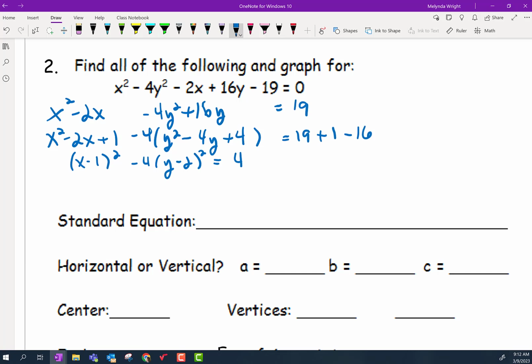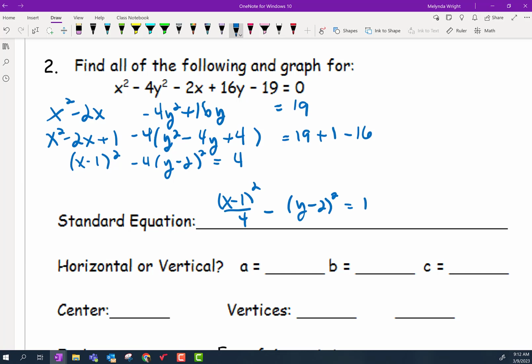Is that proper form? Nope. What is it supposed to equal? 1. So I'm going to have to divide everything by 4. So I've got x minus 1 squared over 4 minus, let's see, 4 divided by 4 is 1. So, okay, there's my formula.